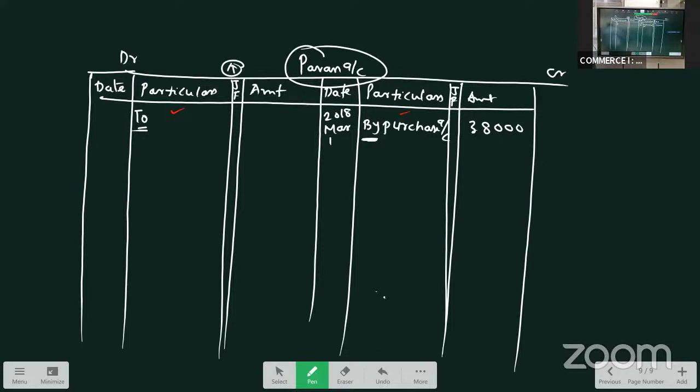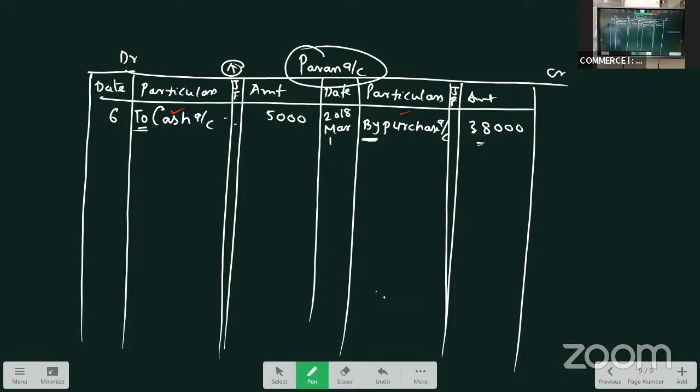Okay. So what is the next one? Next one is cash paid to Pawan. On 6th, cash paid to Pawan. Pawan is receiving here. Receiver is to be debited. So this has to be written on the debit side. To cash. On 6th, the amount is 5,000. Hope you all are following. When we are preparing Pawan account, if Pawan is receiving, write it on the debit side. If Pawan is giving, write it on the credit side. Okay.